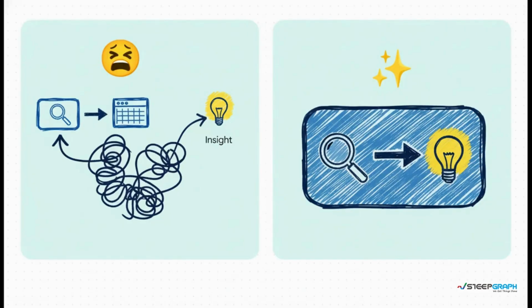Just think about the difference. The old way was this clunky, multi-step headache, right? Search in Aras, export the data, open up Excel, wrestle with building a pivot table, and then, finally, you might get an answer. The new way? Search and analyze. That's it. The time you save isn't just a little bit, it's enormous.